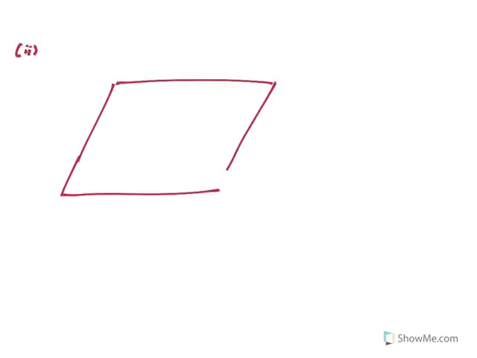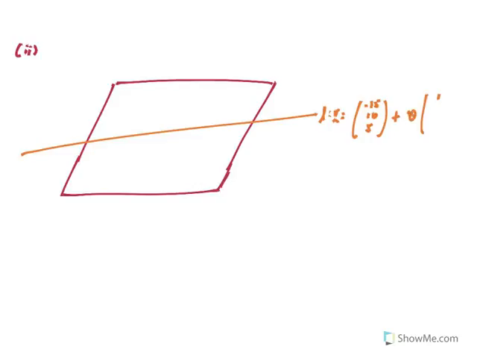So for part 2, we have this plane. This plane contains a line and is parallel to the vector 11, 7, 8. So our plane contains our line. Remember the line that we found earlier? The line that we found earlier was negative 15, 10, 5 plus theta 1, 3, negative 4, right?